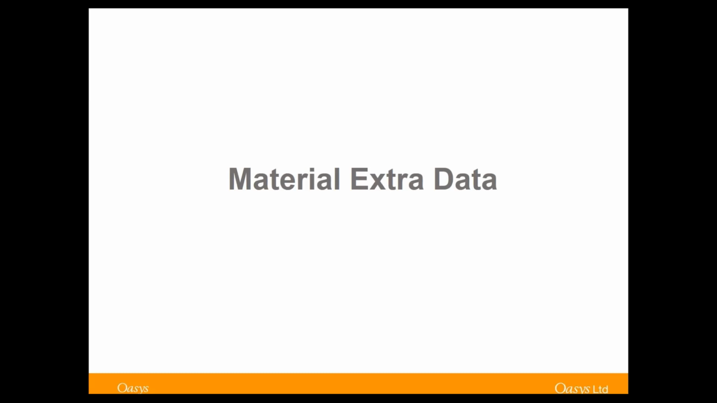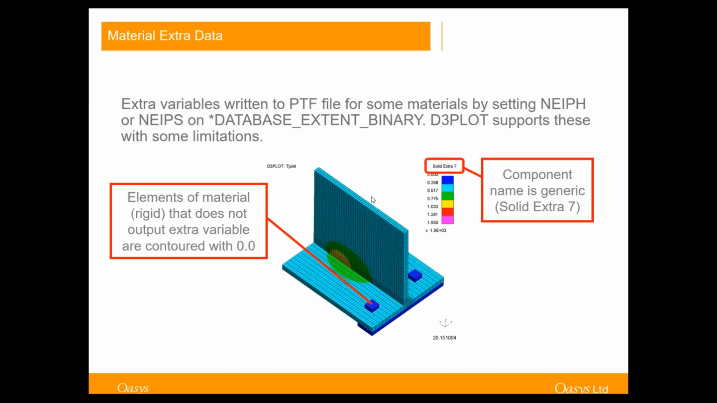The next feature is also to do with materials, and it's to do with improved support for extra data for materials. So some materials in Dyna can output extra variables to the PTF file if you set the parameters NEIPH or NEIPS on the database extent binary card. And in earlier versions of D3plot, we've supported these extra variables, but with some limitations. So this slide illustrates two of those.